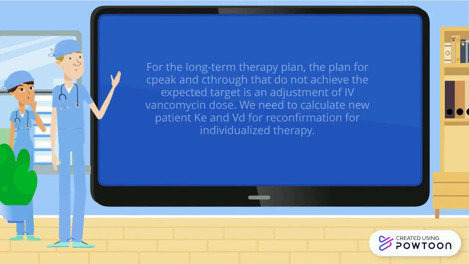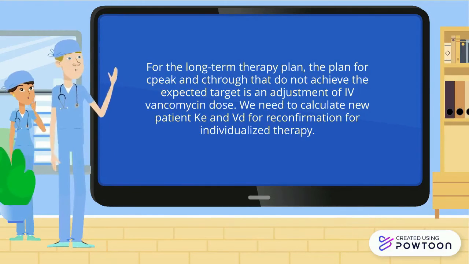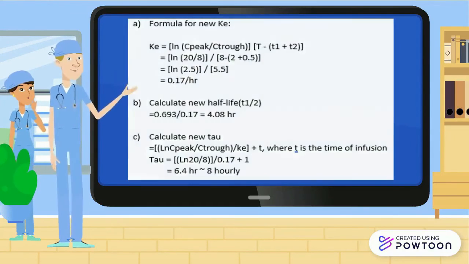For the long-term therapy plan, the C-peak and C-trough that have not achieved the expected target on day 1 are then adjusted for a new IV vancomycin dose. Therefore, we need to recalculate the new KE and also the new VD for this patient for reconfirmation of his individualized therapy. So first, to calculate the new KE, by using the given formula, we will get the new recalculated KE, which is 0.17 per hour.